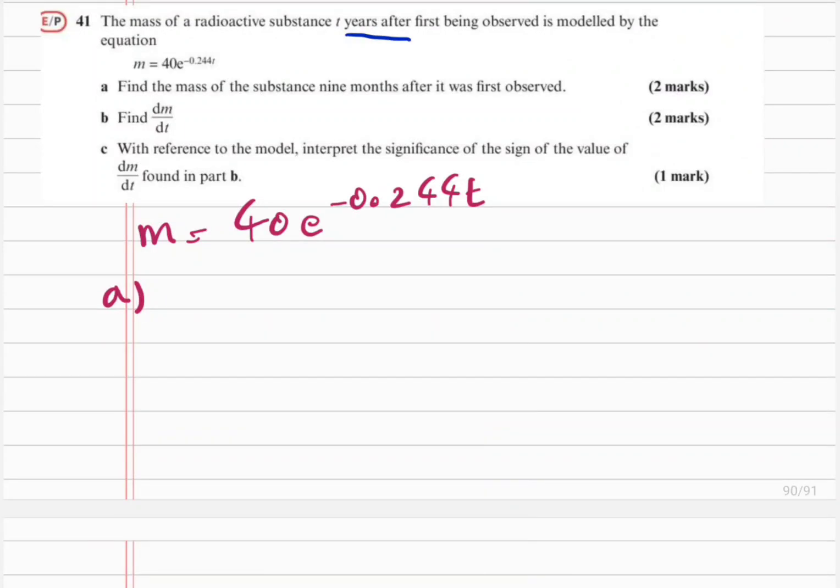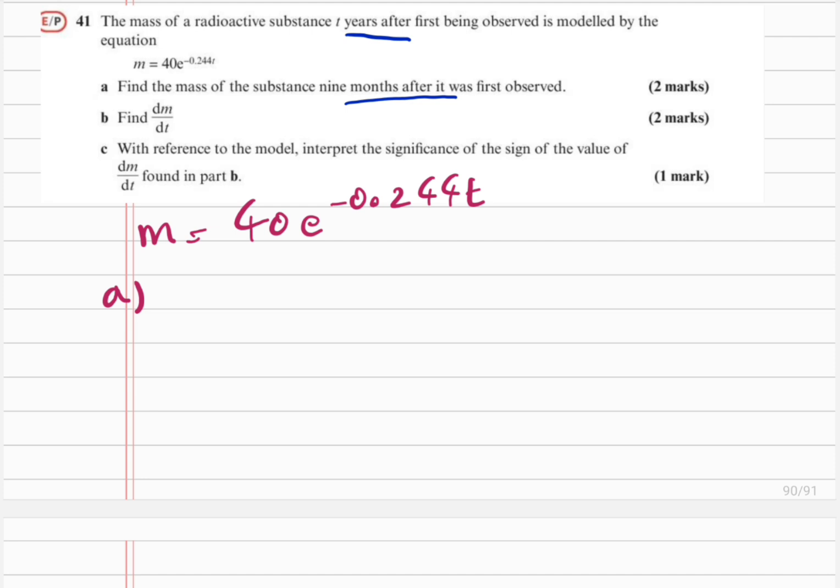Hi everyone, this video is on the mixed exercise 9 question 41. The mass of a radioactive substance T years after first being observed is modeled by the equation m is equal to 40 e to the power of minus 0.244 t. In part A, we want to find the mass of the substance 9 months after it was first observed.